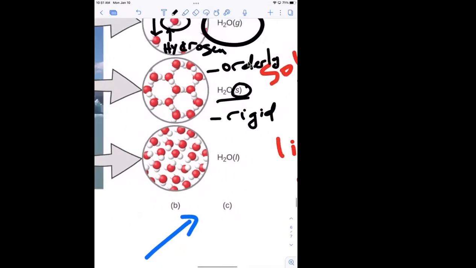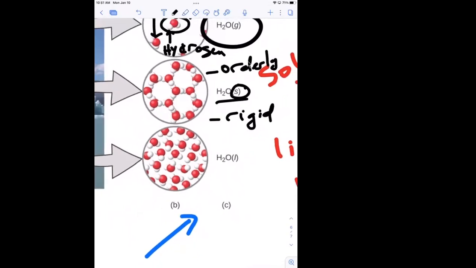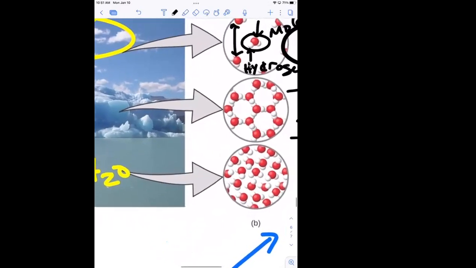And then obviously with the liquid, you can see that this is arranged differently. And we know that the difference between liquid and solid is that the liquid is more fluid. So we want to talk about the states of matter and all that stuff a little bit later.